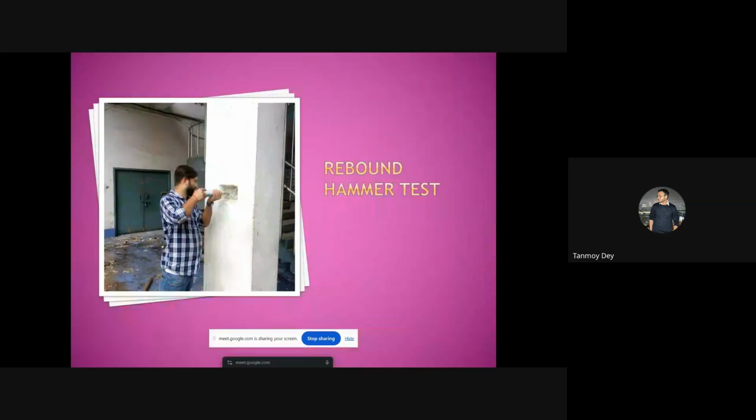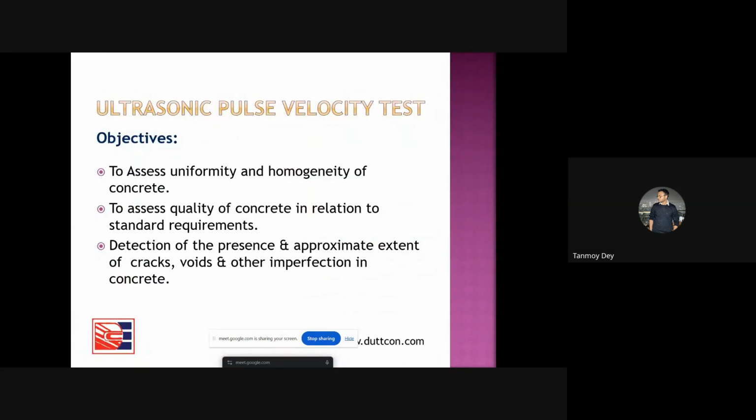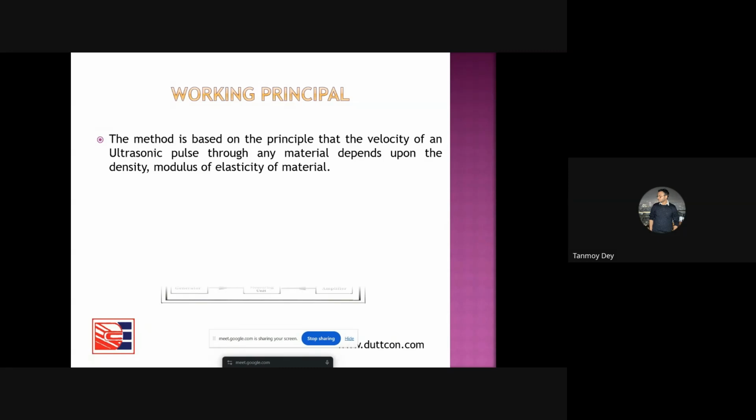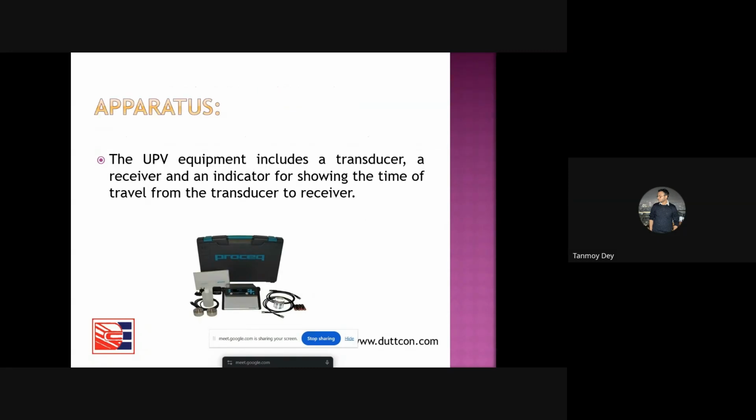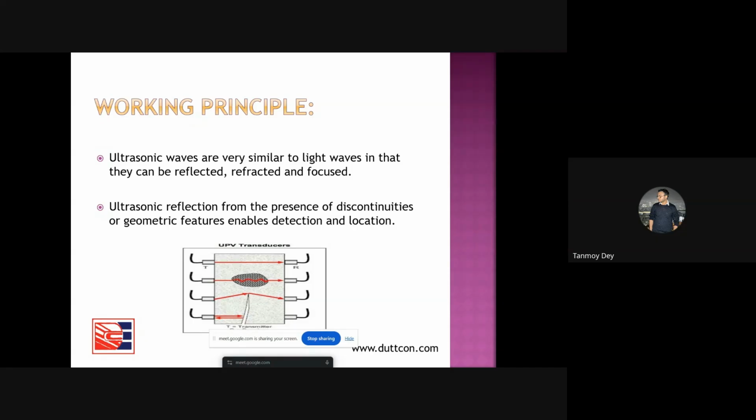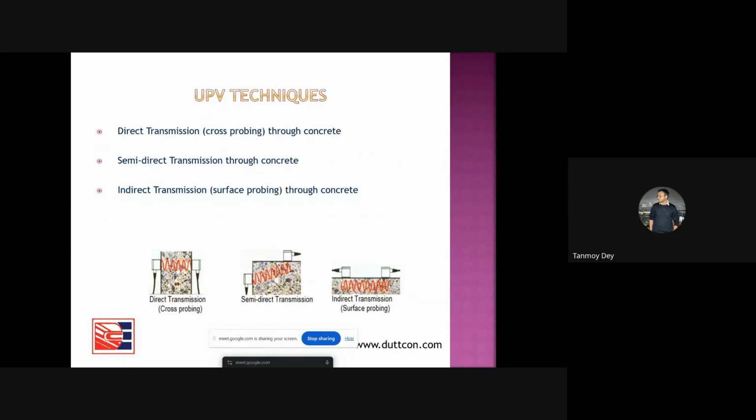This is an example you have seen. Ultrasonic pulse velocity, I've told the principle. This is basically wave nature. Here we can understand the integrity of the structure, the homogeneity of the structure, assess the quality of the structure, and detect the presence and approximate extent of cracks. I have told how I can find this out. Already discussed this.